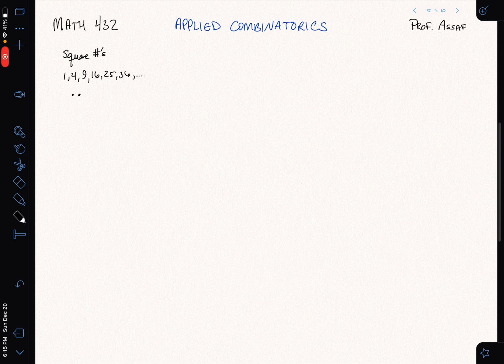We can think of these geometrically as arrays of dots. So this would be an example of 3 squared. I could just think of a 3 by 3 square.